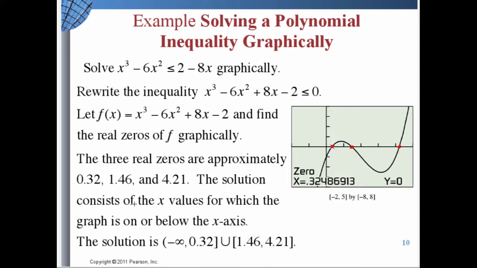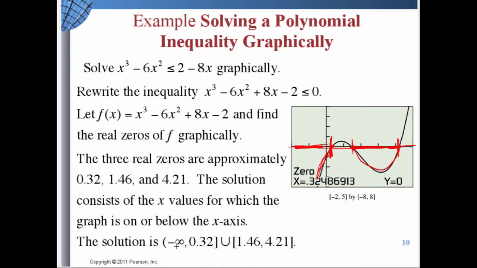The solution to the problem consists of the x values for which the graph is on or below the x-axis. So here's our x-axis. Basically any parts of the graph down here will be solutions. So this piece right here and this piece right here. If you think sign chart, number line, x-axis, it's anything in this interval here and then anything in this interval here. Those x values, those two intervals, are where our function is negative.